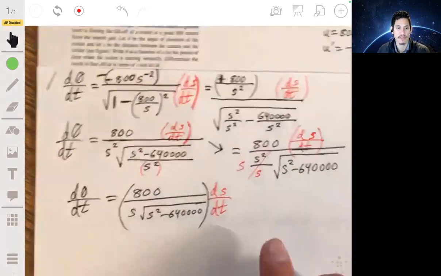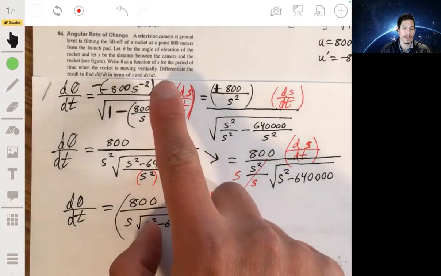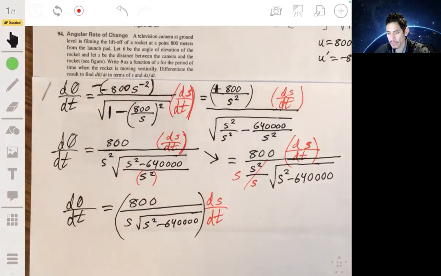Leave your answer in terms of ds dt because we can't find the actual value of it. We don't have enough info. And so that'll be our solution.